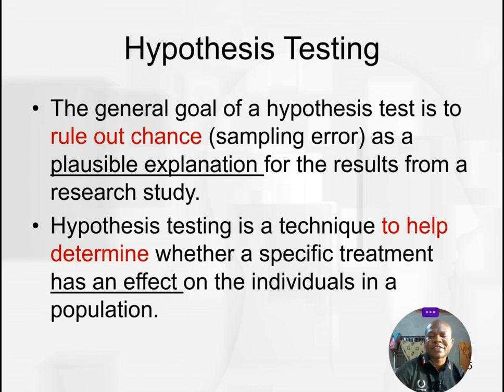So number one, in hypothesis testing, we want to rule out sampling error, which is what we describe as ruling out chance. That is, sampling error or chance is not a plausible, is not a valid explanation for the result we actually obtain from that particular research. So hypothesis testing actually helps us to determine, in the case of the treatment I've just mentioned, if that treatment actually has effects even on the individuals in that population.